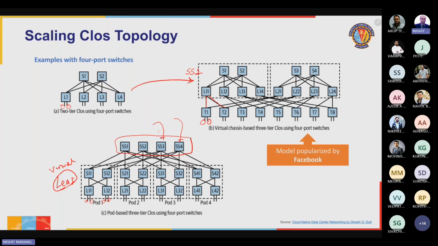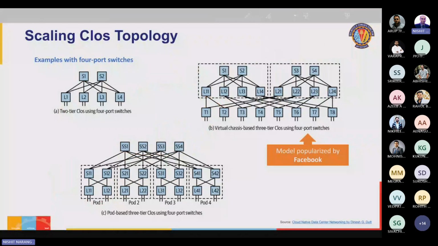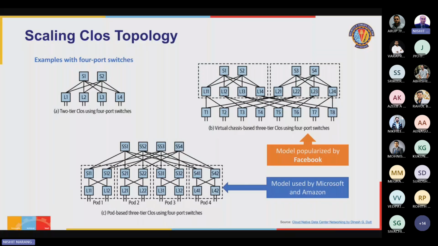Once again, I needed one more level of hierarchy. I needed a 3 level hierarchy to extend. But it's a different way. Rather than making a bigger spine, I've made a bigger leaf, calling it a pod and differentiating it from the super spine in the earlier one by calling that a virtual chassis. So this is another cabling approach, another networking approach, by using the same 4-port switches that I can extend the capacity to 16 servers. This is the model that is popularized and used by Microsoft and Amazon. Their data center networks are built using a pod-based architecture.